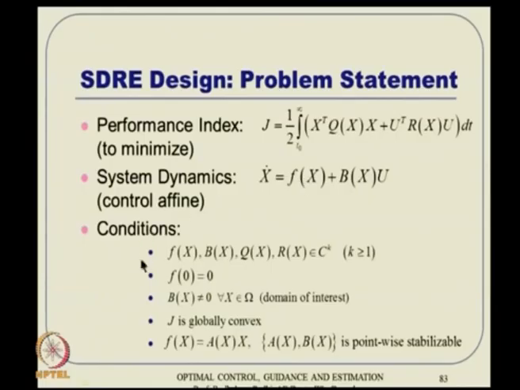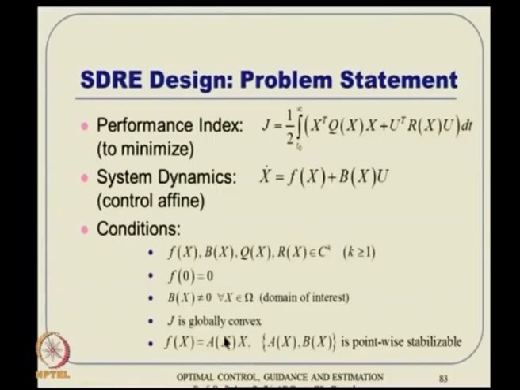And then the conditions necessary were something like this: f of x, b of x, q of x, r of x have to be at least class C^k, k at least 1. So, these are all smooth functions. The first gradient vector at least is continuous, and f of 0 has to be 0, that is a critical observation in this form. Then v of x has to be non-negative all the time, in the domain of interest. J has to be globally convex. Remember, q and r are not really positive semi-definite or positive definite matrices, so we cannot guarantee that. But the condition is, irrespective of whatever they are, the entire function has to be globally convex.